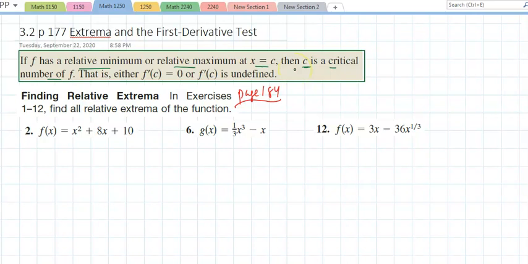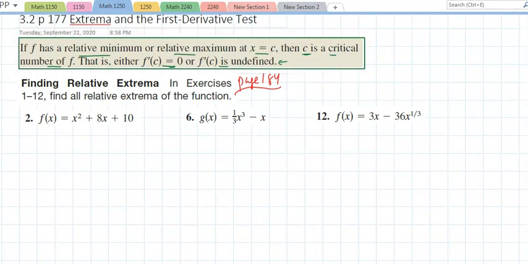That is, either f prime of c equals 0 or f prime of c is undefined. So we work backwards. We say, okay, let's find the critical numbers, let's figure out where f prime equals 0 and where it is undefined. That's how we find the critical numbers. Do the testing and figure out whether these are maximums or minimums.